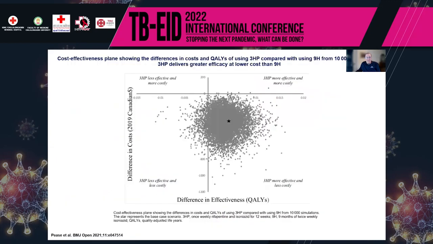But they then did some economic modeling, and what they showed was that the use of 3HP in this setting was consistently more effective and cost-saving compared to using the old standard of care, 9 months of INH.